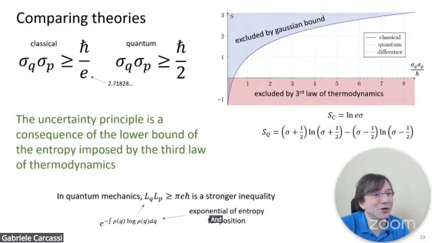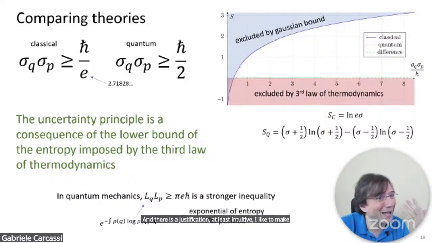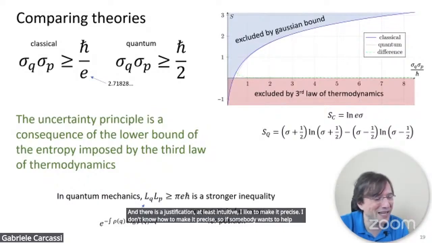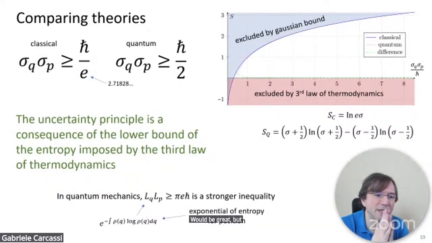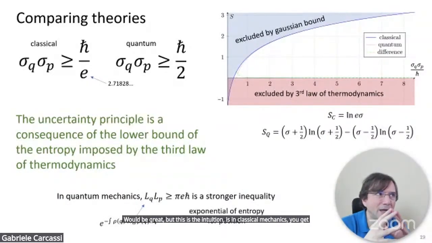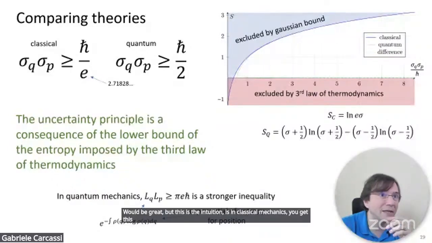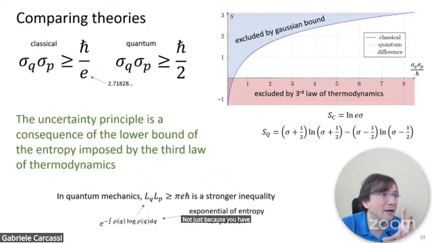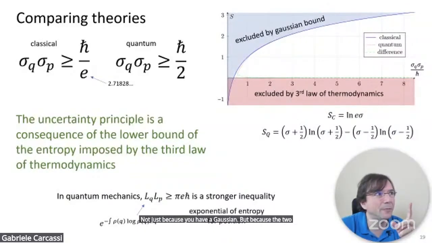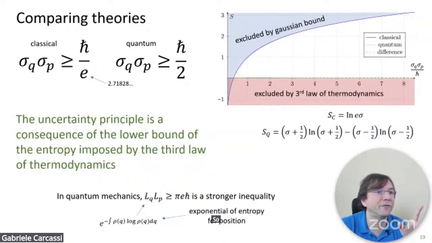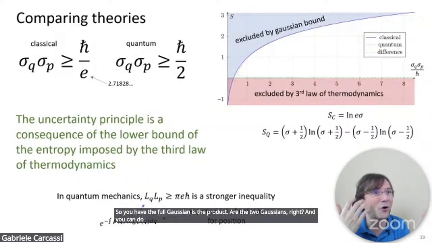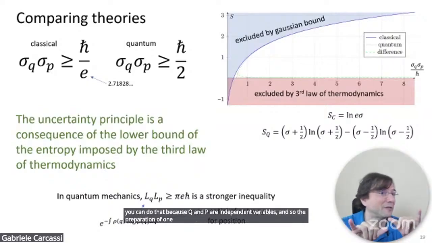And there is a justification, at least intuitive. I'd like to make it precise. I don't know how to make it precise, so if somebody wants to help me make it precise, it would be great. But this is the intuition: in classical mechanics, you get this lower limit on the uncertainty not just because you have a Gaussian, but because the two Gaussians in position and momentum are independent. The full Gaussian is the product of the two Gaussians, and you can do that because Q and P are independent variables, so the preparation of one does not affect the preparation of the other.